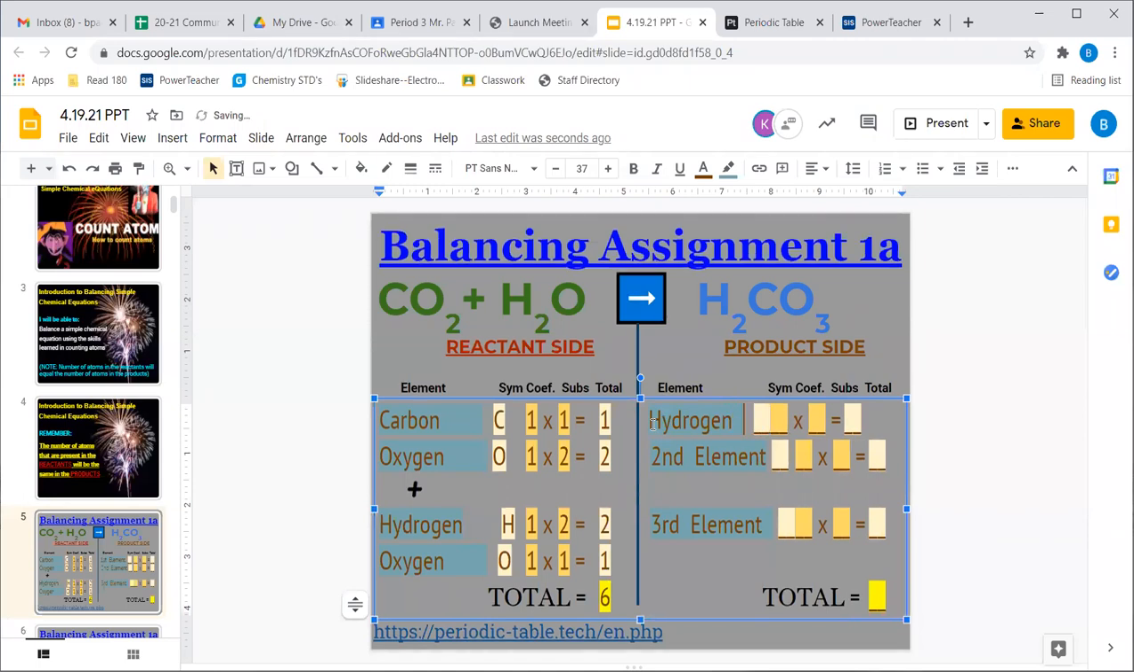Okay. What would my second atom be? What's my second one up here? Carbon. There you go. And my third? Oxygen. Okay. There you go.